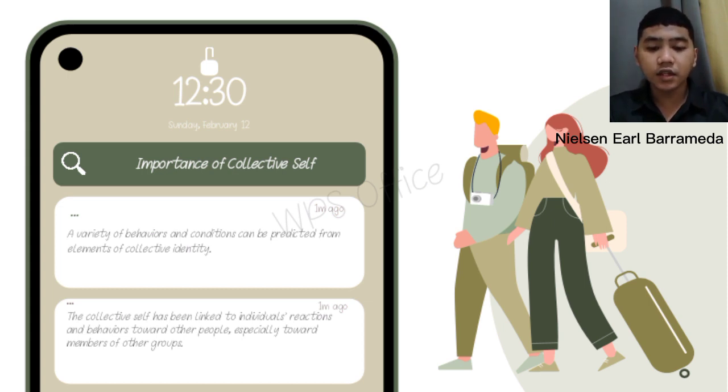Elements of collective self also predict outcomes at the individual level. For example, collective self-esteem is related to psychological well-being, satisfaction with life, lower depression, hopelessness, and burnout. Furthermore, there is evidence for relationships between ethnic and more specific context-relevant identities and achievement.